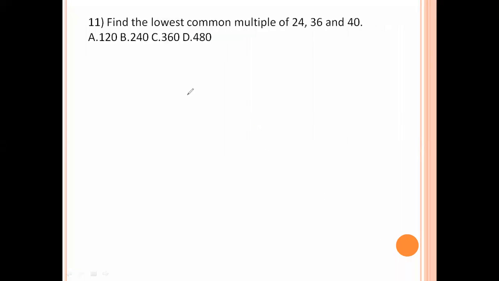Find the lowest common multiple of 24, 36, and 40. Lowest means LCM. Here we see 24 divides 120, but 36 does not divide 120. 24 divides 240, but 36 does not divide 240. So 360 is divisible by 24. It is also divisible by 36 and by 40. So option C is the right answer.